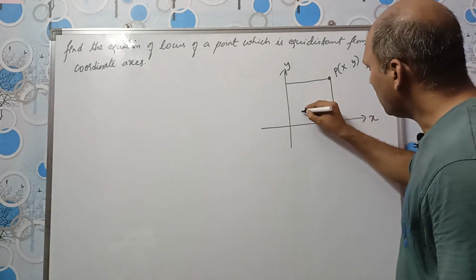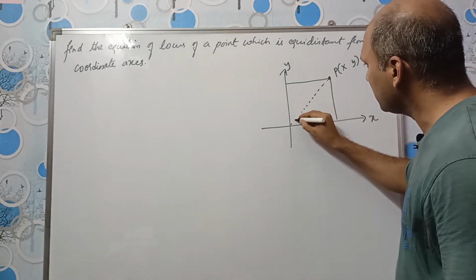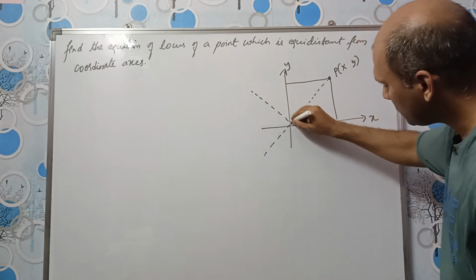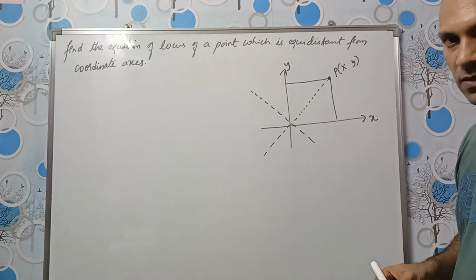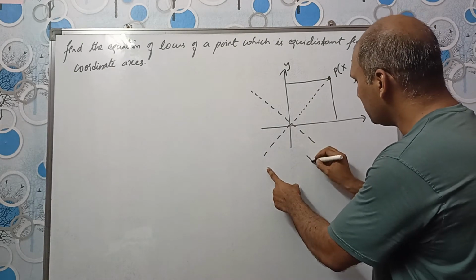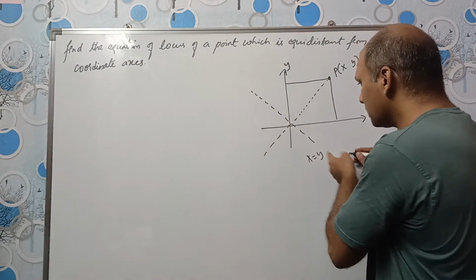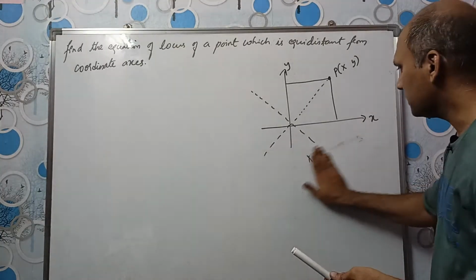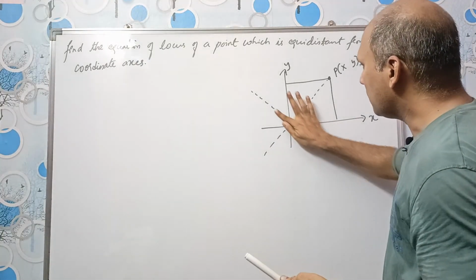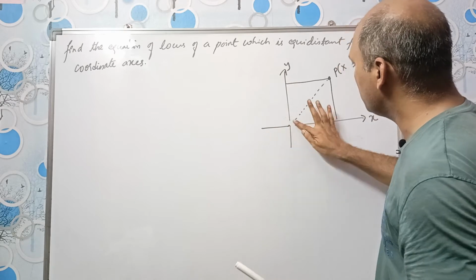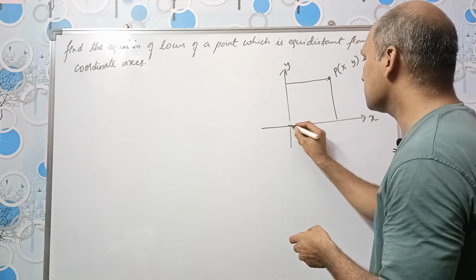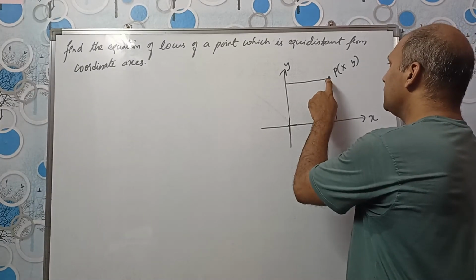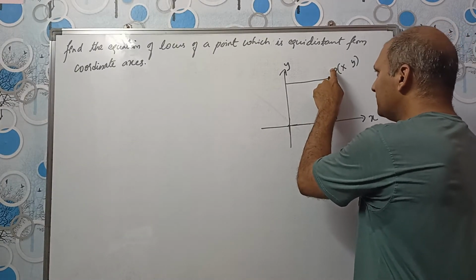See, all these points will satisfy the condition, and this point will also satisfy the condition. Alright, so what is the equation of this line? It is x is equal to y. What is the equation of this line? x is equal to minus y will come, which we will learn in straight lines, of course. Now let us stick to basics. Let us stick to the concept what we know right now. We need to find the equation of this locus.